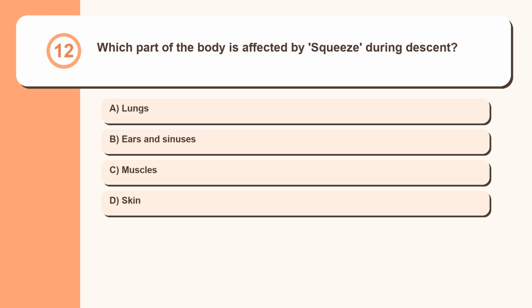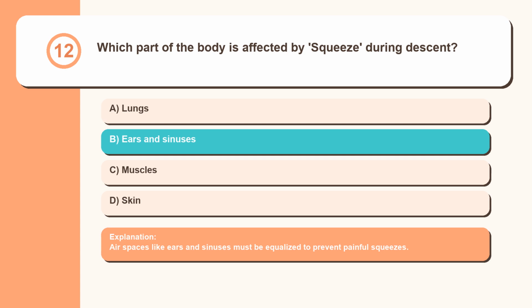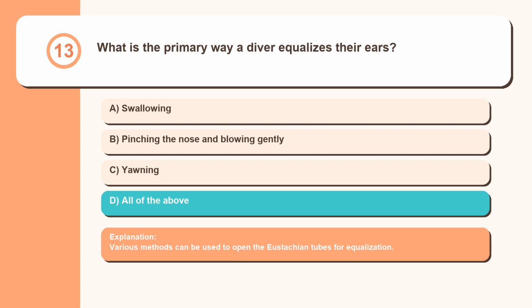Question 12. Which part of the body is affected by squeeze during descent? Lungs, ears and sinuses, muscles, skin. Air spaces like ears and sinuses must be equalized to prevent painful squeezes. Question 13. What is the primary way a diver equalizes their ears? Swallowing, pinching the nose and blowing gently, yawning, all of the above. Various methods can be used to open the eustachian tubes for equalization.